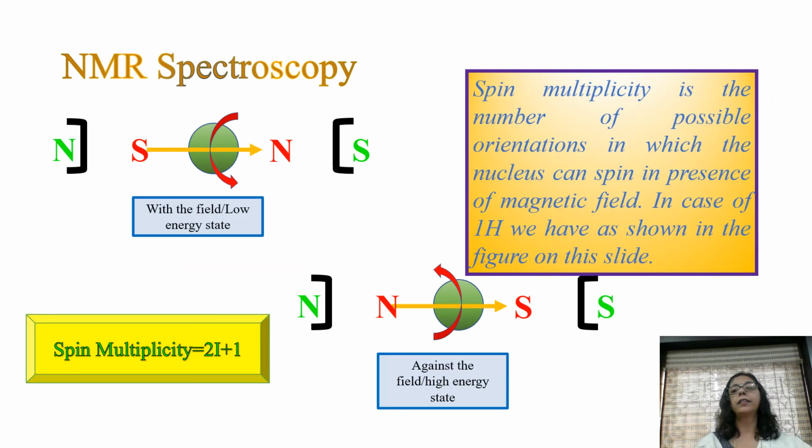And this is the figure that I have drawn. Instead of a magnet, now I have considered my nucleus, and look at how, with the field, the nucleus is aligning itself according to the rule of spin multiplicity, which we have already mentioned, and how, with the field, it gains the low energy state or the high energy state against the field.